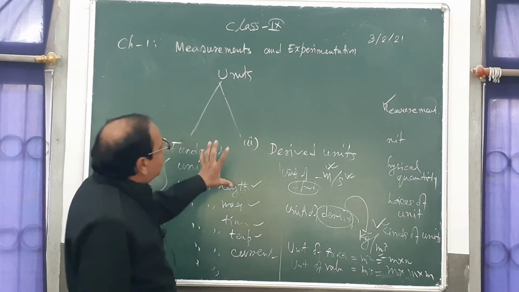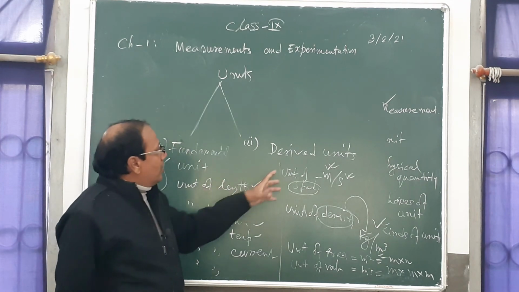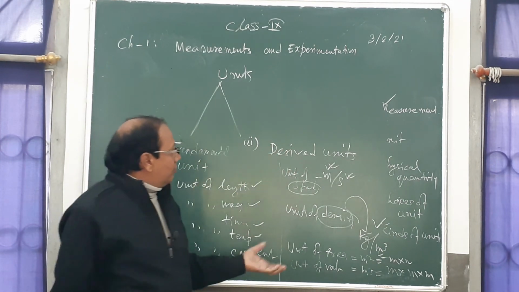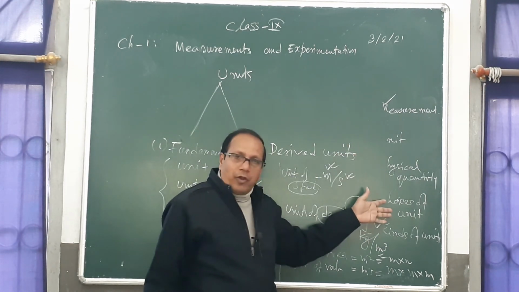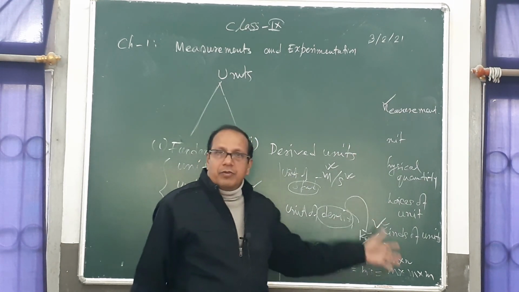So here we have discussed measurement, what is measurement, what is a unit, what is a physical quantity, how a physical quantity can be represented, then choices of unit and kinds of units.